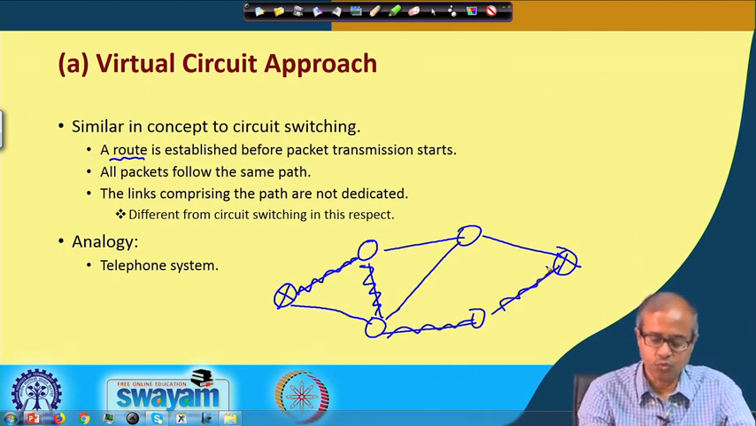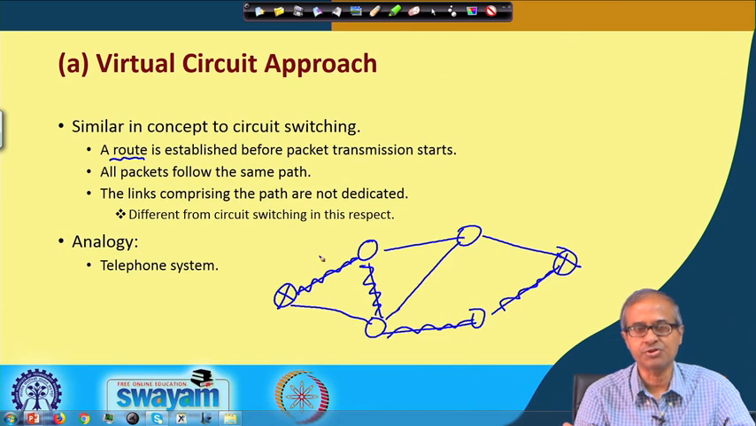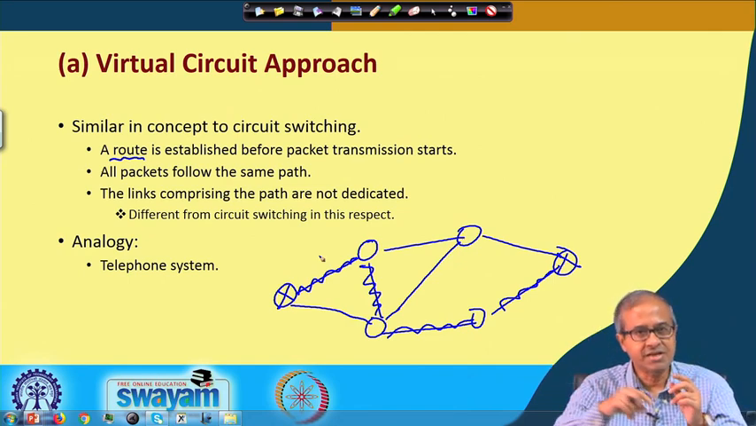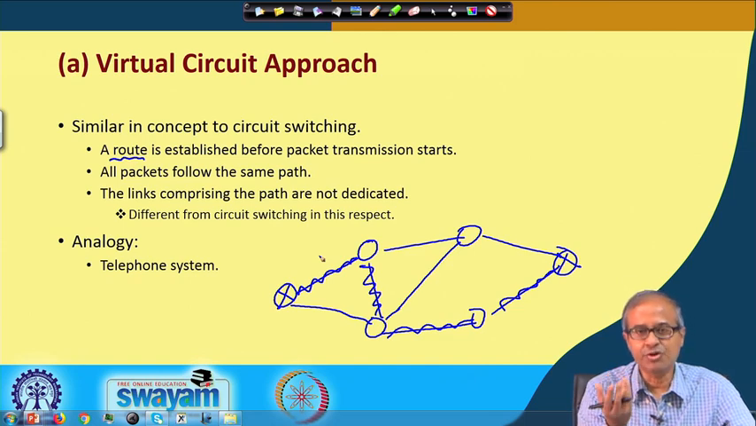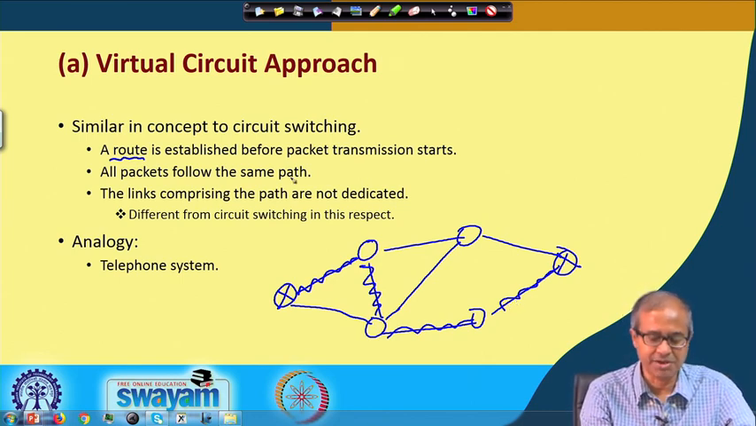Okay. Now, once I have fixed my route, all the packets will be following the same route. This is the essential idea behind virtual circuit. So, here again there will be a connection establishment phase where this route will be decided upon, okay, and all packets will be following the same path.